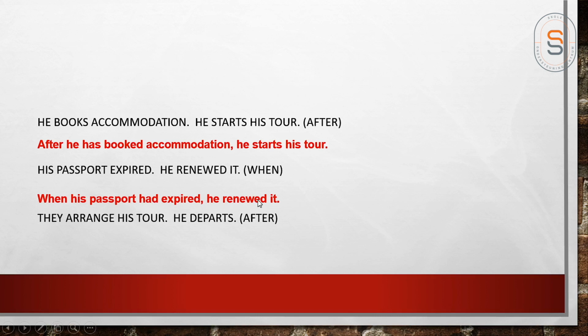So when his passport had expired, he renewed it. The past indefinite there. Then they arrange his tour, he departs. Again, which action is first? Obviously, arranging the tour. Is it present or past tense? This is present tense. We remember our first action must be in the present perfect plus third column. So it must be has or have. Now, they is plural. So we're going to use have plus the third column. And then our second action must be in the present indefinite tense. So it will be they have arranged his tour. After they have arranged his tour, he departs.